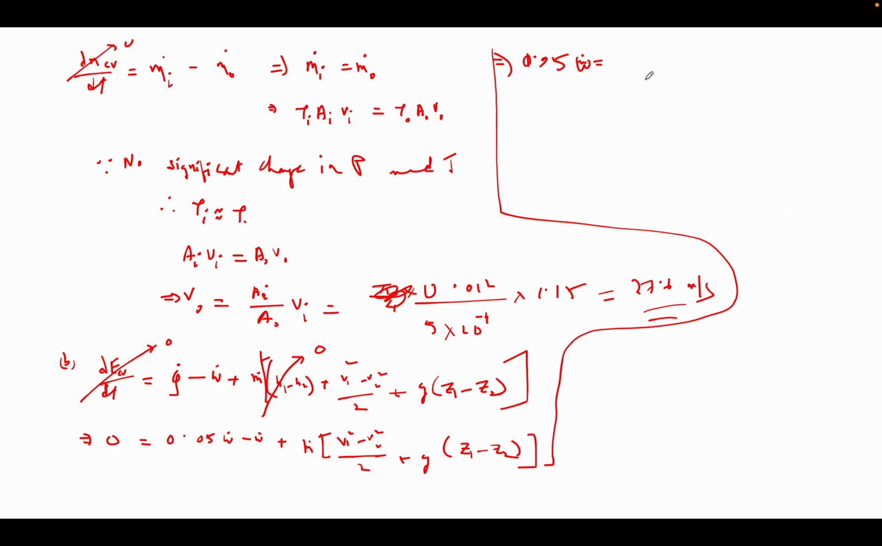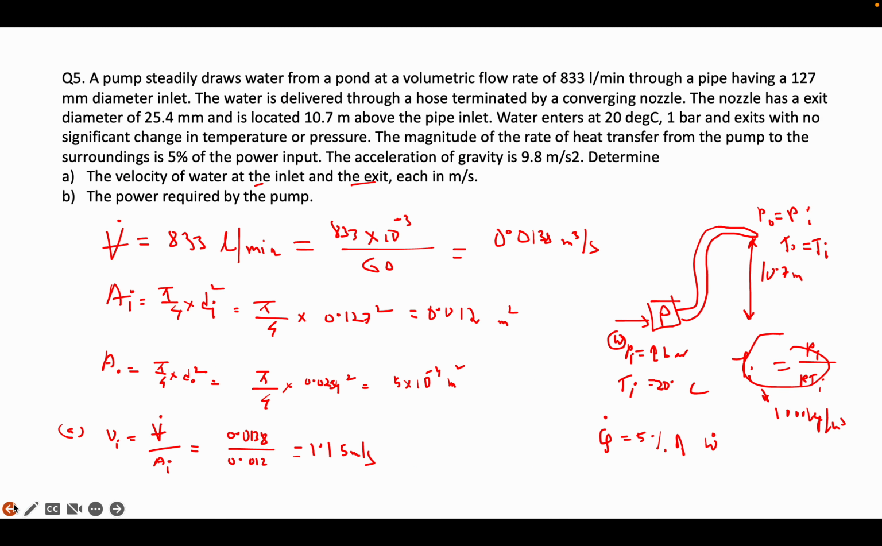Now m dot is equal to rho into A1 V1. Let me calculate m dot first. So m dot will be 1000 into 0.0138, so this will be my m dot, 13.8 kg per second.